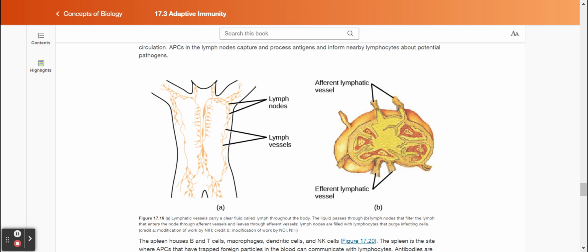Figure 17.19. A. Lymphatic vessels carry a clear fluid called lymph throughout the body. B. The liquid passes through lymph nodes that filter the lymph that enters the node through afferent vessels and leaves through efferent vessels. Lymph nodes are filled with lymphocytes that purge infecting cells.